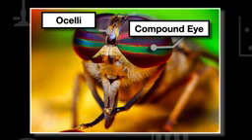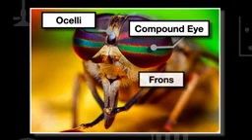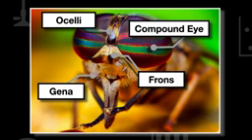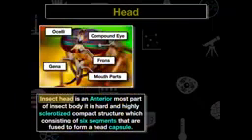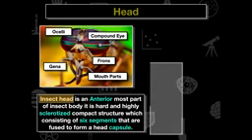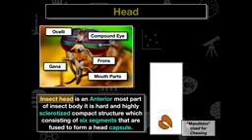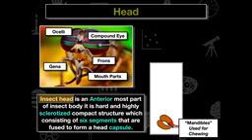But what we can do in anatomy is we can break it up into sections. This part of the head we're going to call the frons. This part we're going to call the gena. And then this is going to be the mouth parts. The mouth parts are going to depend upon how the organism has evolved and what its primary food source is. As we look at mouth parts here, the first mouth part that we're going to see are these mandibles. And these mandibles are primarily used for chewing.